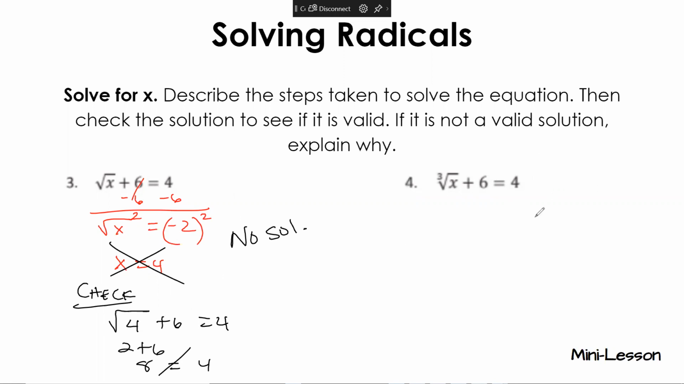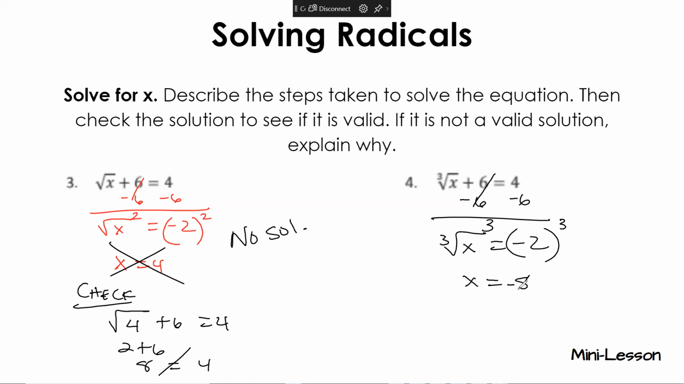Over here, though, we got this cube root. Okay, so the first thing we're going to do is subtract 6 from both sides. And then we're going to cube both sides. So that's going to give us x equals -8, right? Yeah. So now we're going to check it by plugging it back in.